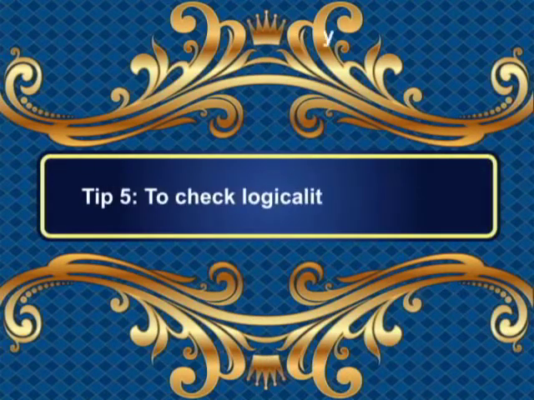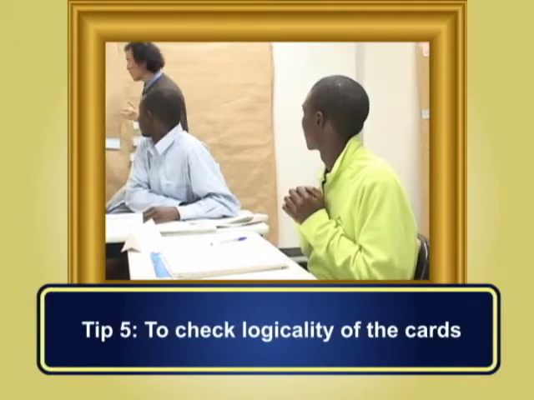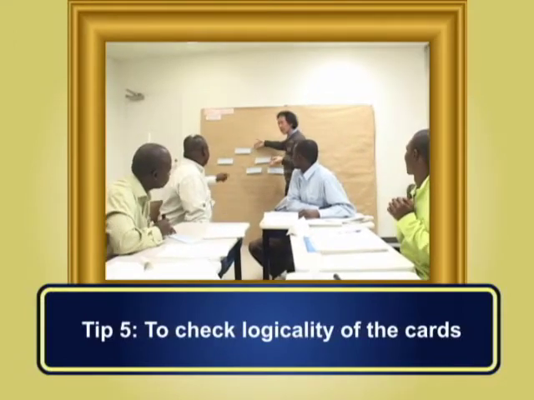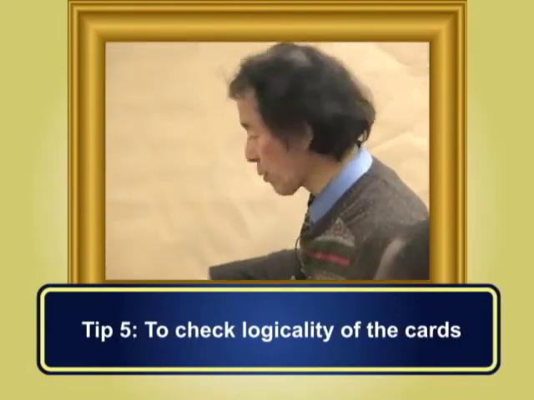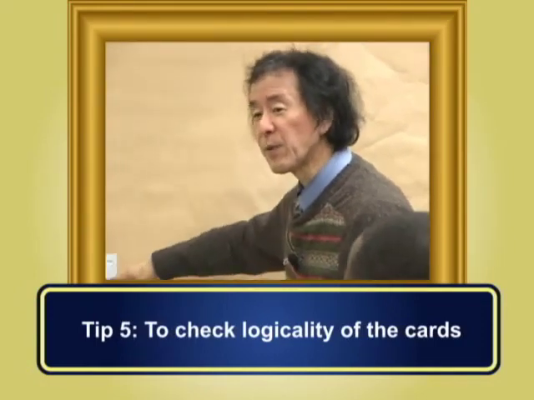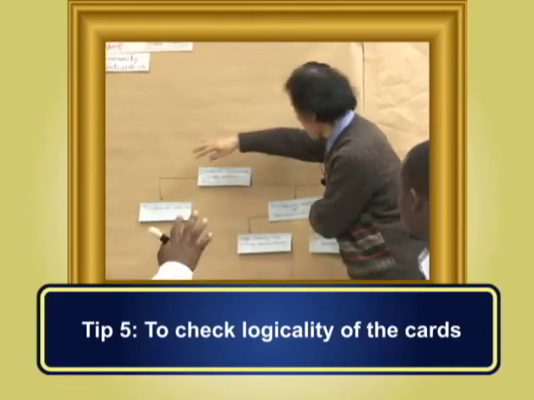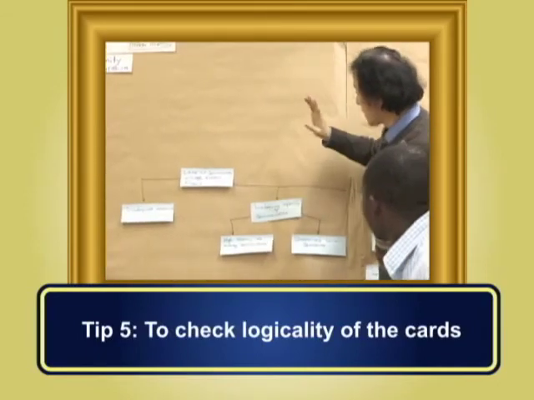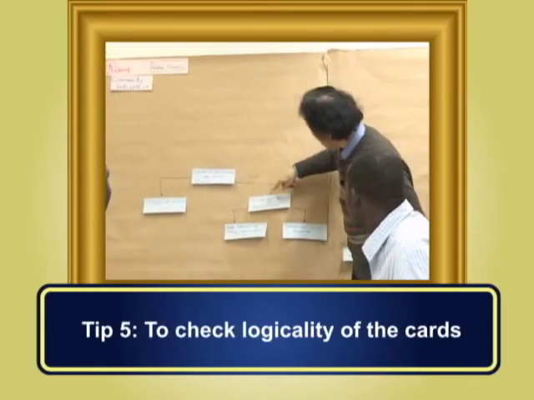Tip 5. To check logicality of the cards. Particularly in problems analysis and objectives analysis, please ascertain that the cards do not have any logical inconsistencies. If there are significant logical inconsistencies among the cards, please give advice to the participants to mend it.